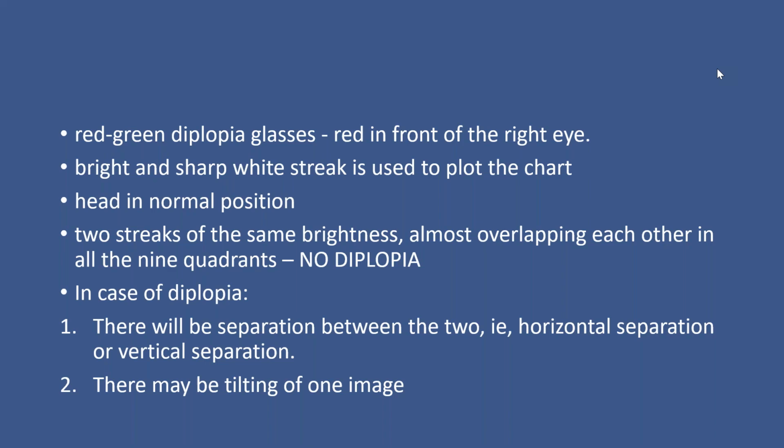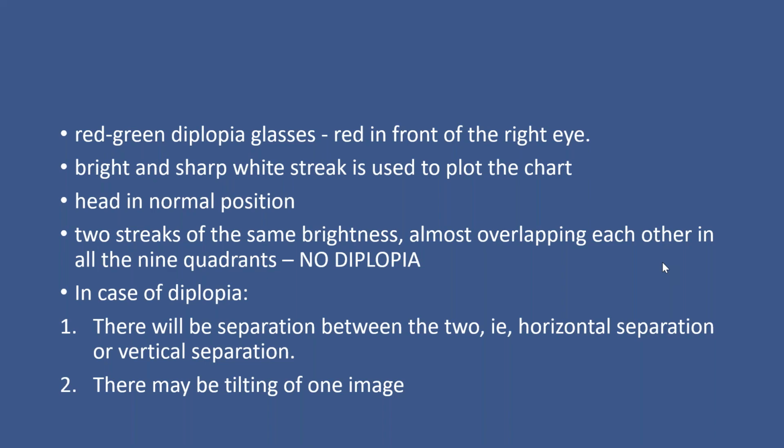Now, a patient who does not have any diplopia will see two streaks of the same brightness, almost overlapping each other in all the 9 quadrants. So you draw quadrants on whichever screen you are doing your diplopia charting in, or you make them analyze in all the 9 gazes. A normal patient will not have diplopia. They'll see two streaks which are equally bright or almost overlapping each other.